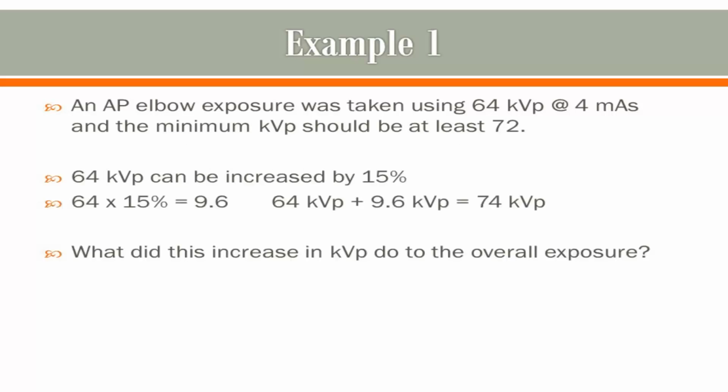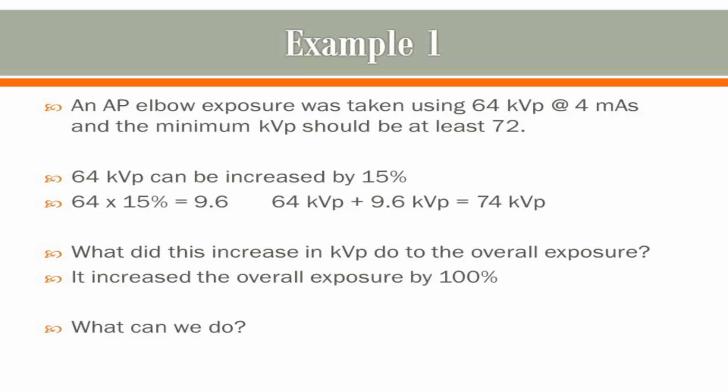64 kVp can be increased by 15%. So 64 times 15% is 9.6. 64 kVp plus 9.6 kVp equals 74 kVp, which brings us up to our minimum kVp. What did this increase in kVp do to the overall exposure if nothing else has changed? Hopefully you were able to recall that it increased the overall exposure by 100%, or it doubled the exposure.